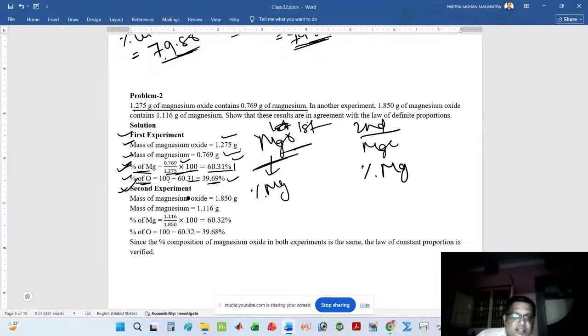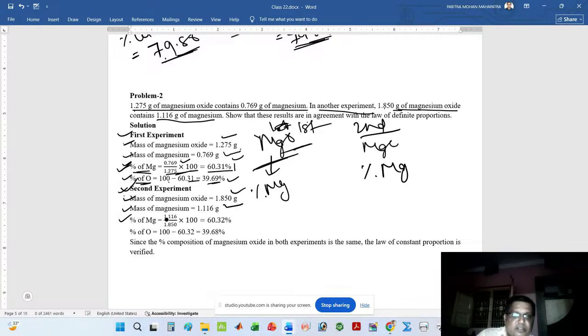Mass of magnesium oxide is, if you will read the question, in another experiment, 1.85 gram of magnesium oxide contains 1.116 gram of magnesium. So here I can write in the second experiment, mass of magnesium oxide is 1.85 gram. Mass of magnesium is 1.116 gram. Now find the percentage of magnesium.